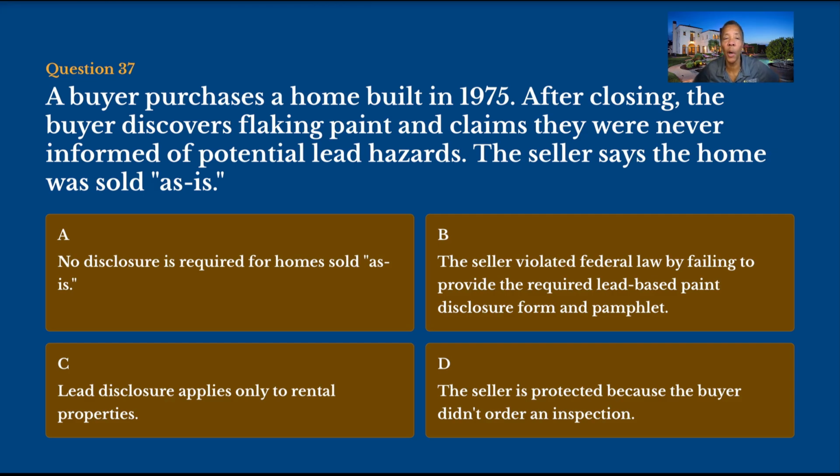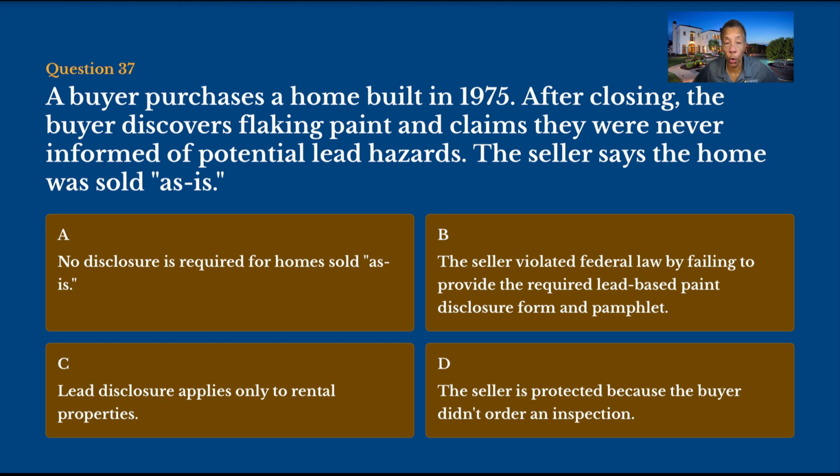Question 37, a buyer purchases a home built in 1975. After closing, the buyer discovers flaking paint and claims they were never informed of potential lead hazards. The seller says the home was sold as is. Okay, so the home was built in 1975. You need that information. Never gave a lead-based paint disclosure, and the seller's like, listen, it was as is.